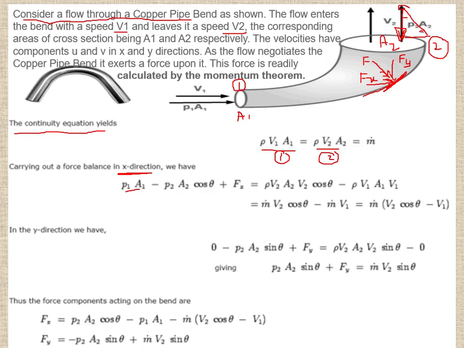Because it is making some angle theta, the component of this P2A2 is negative because it is in this direction. So minus P2A2 cos theta plus Fx, which is in the positive direction, so positive. And the rate of change of momentum in this direction: the velocity at 1 is V1 and the velocity at 2 is V2. We are considering any angle, so it is discharging at a particular angle, theta.